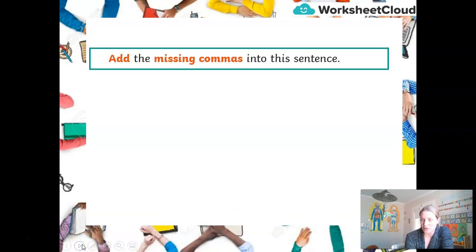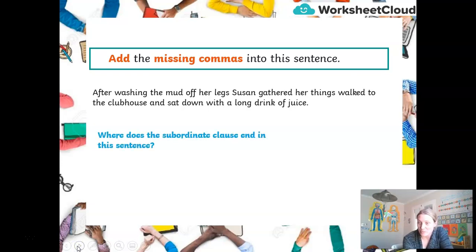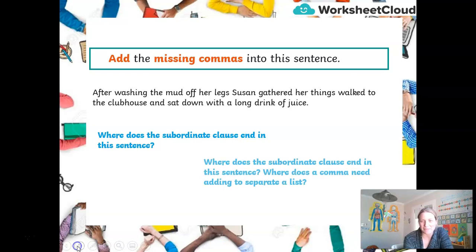Now we have a punctuation question. Add the missing commas into this sentence. After washing the mud off her legs, Susan gathered her things, walked to the clubhouse and sat down with a long drink of juice. Okay, so commas. Is there a subordinate clause in there? Yes, there is. Where does it end? Because that's where I'm going to put a comma. And also, is there a comma needed to separate a list there?